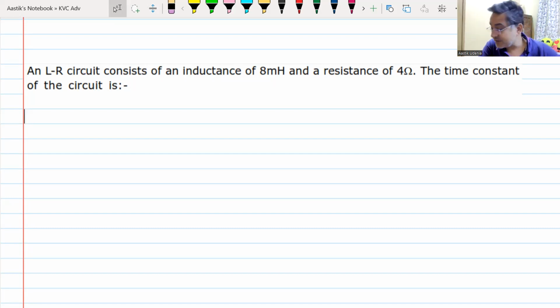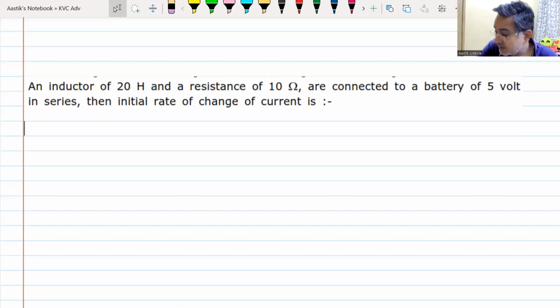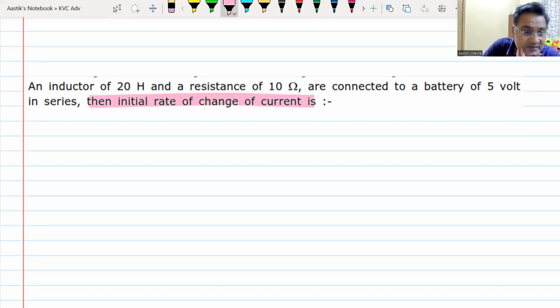The next one, these are the type of questions that are coming in exam these days. I hope all of you are paying attention to this. An inductor of 20 henries and a resistance of 10 ohms are connected to a battery of 5 volt in series. What is the initial rate of change of current? And the answer is 1 by 4 amps per second. 1 by 4 is correct.